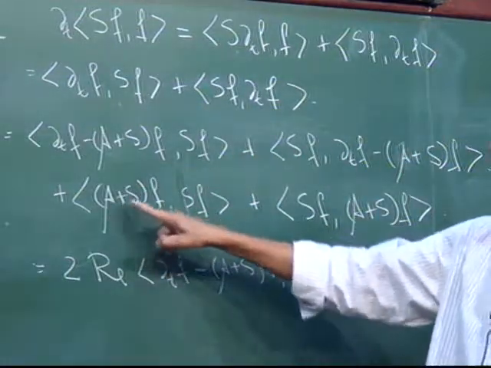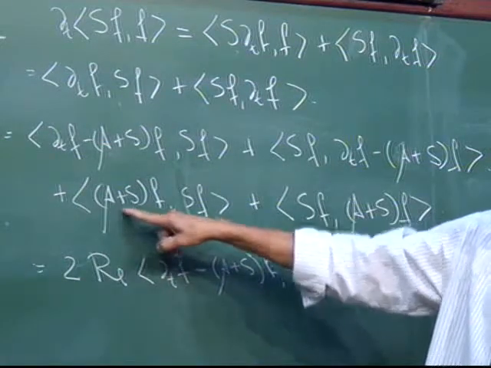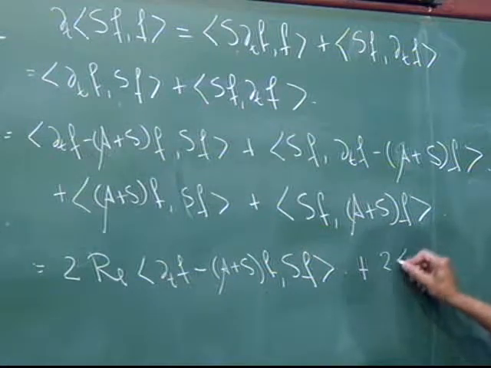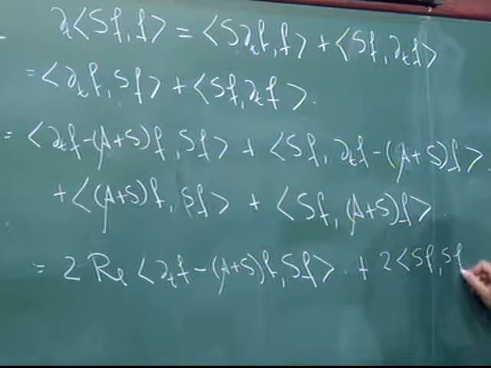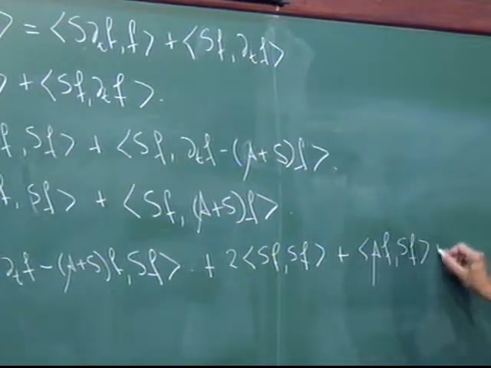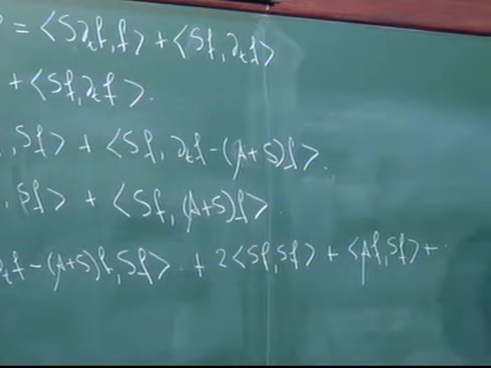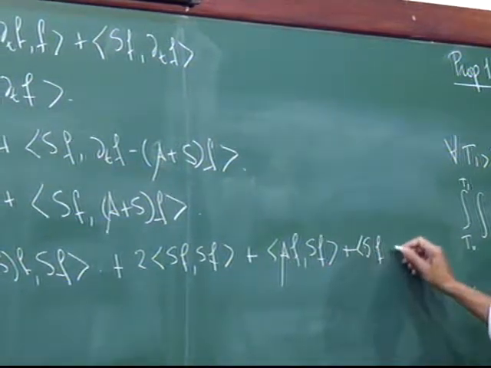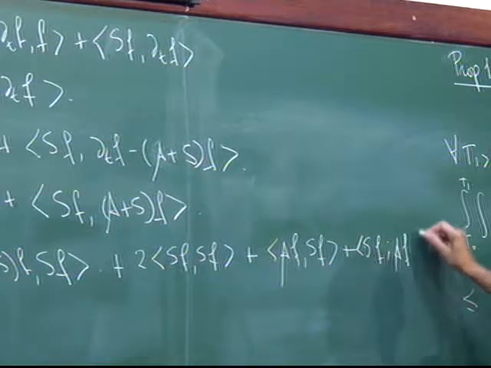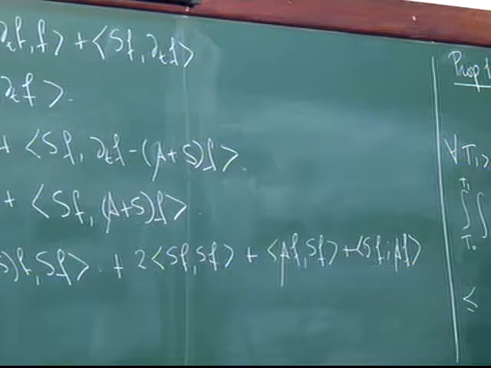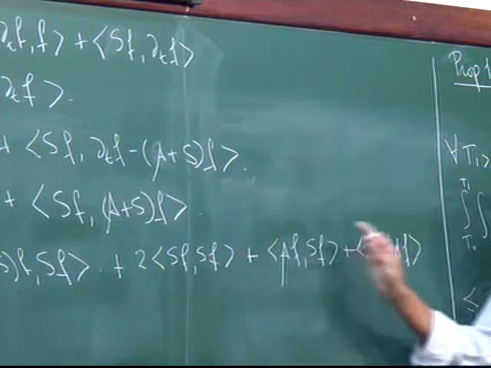Then you have S. If you split this in two pieces, this is S of F multiplied by S of F, then you have twice SF, SF, plus AF, SF, plus SF, AF. I mean, this is the same trick that we have done 20 times. Is this algebra clear?